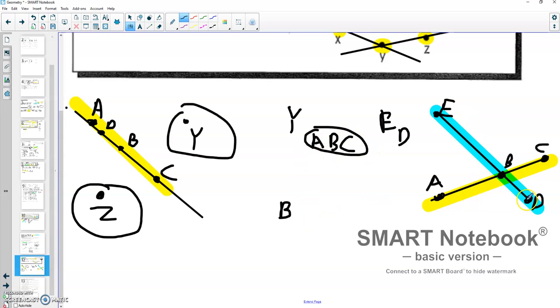Let's look at the blue line. What are the 3 points on the blue line? You said E, B, and D, you're correct. These are together on the same blue line. And if I look at A and C, are they on the same line? No. So A and C are not collinear.